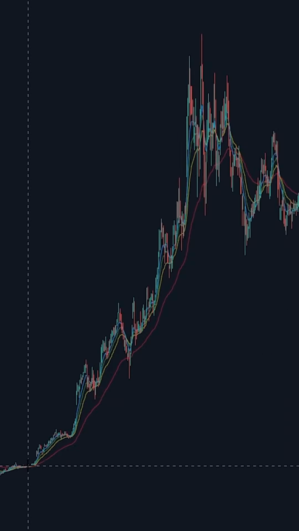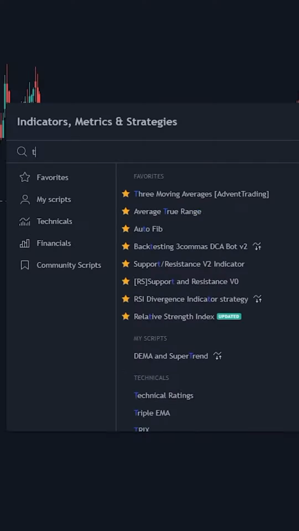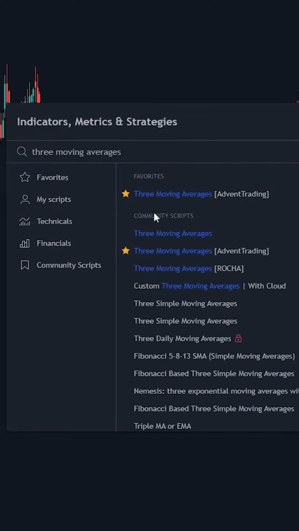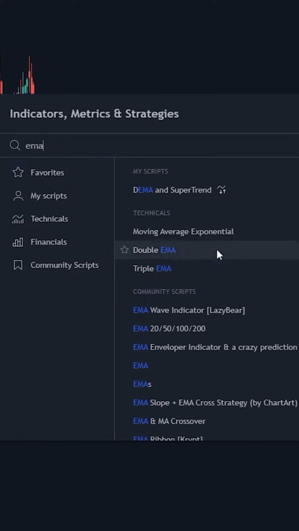Here is how I made 1200% on one single trade using a simple moving average strategy. First, you want to get on TradingView, type in 3 moving averages, and click this one by Advent Trading. Then you want an exponential moving average, so type in EMA and click this one right here.